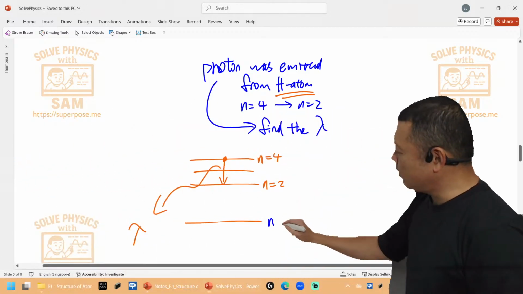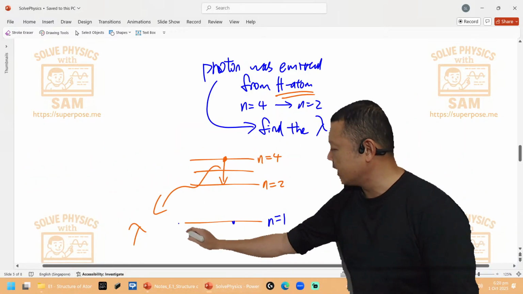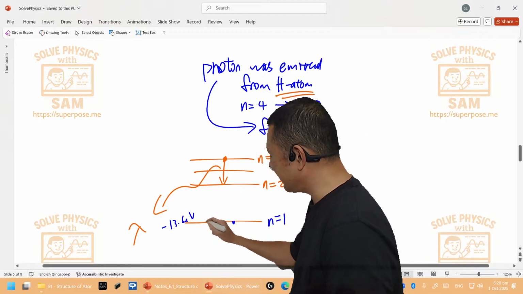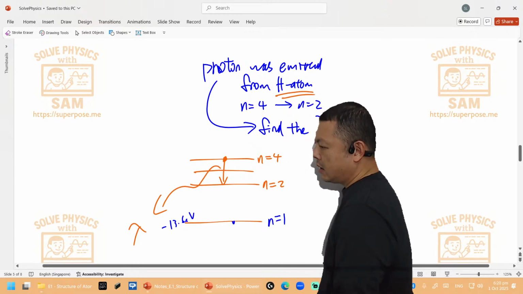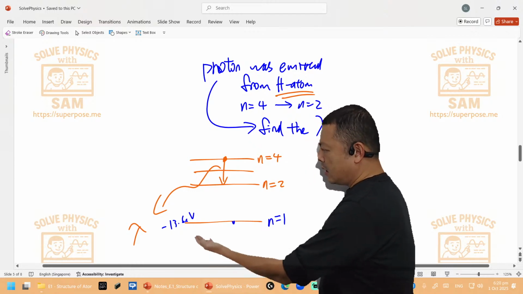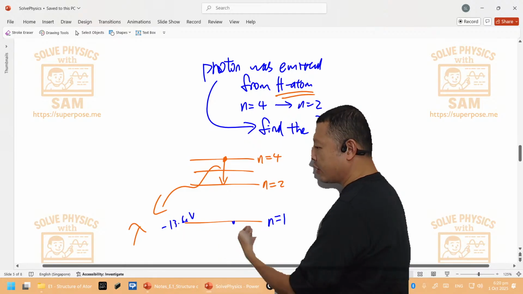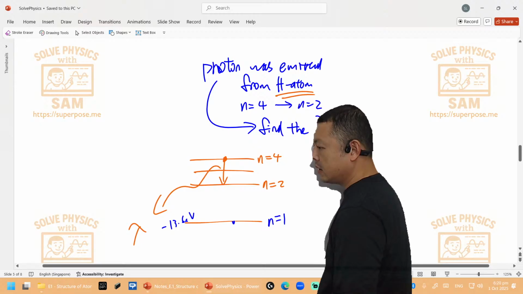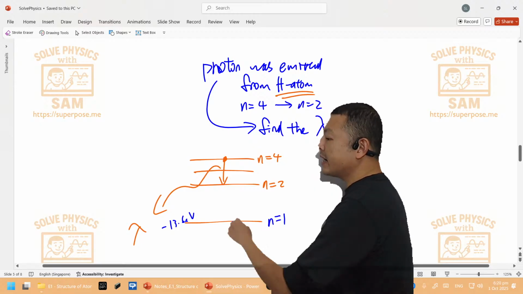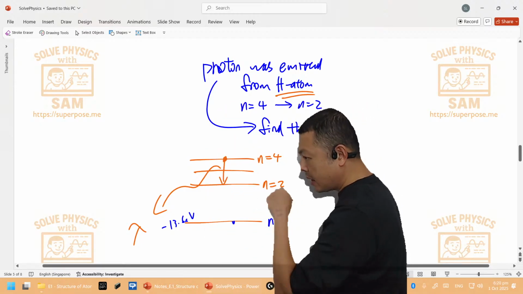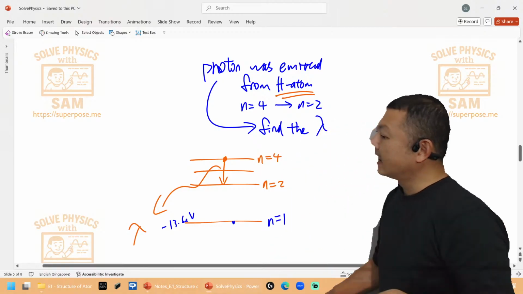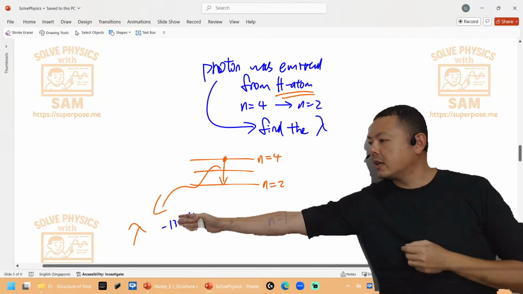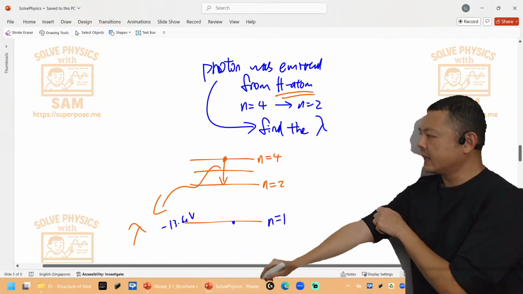What is n equals to 1? What's the energy level here? How much? Negative 13.6 eV, right? Russell? So how much energy do you need to give the electron if it was here to ionize it, to let it jump to infinity? 13.6 eV. Right? You make the total energy 0, the electron will escape. Okay. So how do we use these two energy levels, and how do we find out what's the wavelength that's being emitted there?